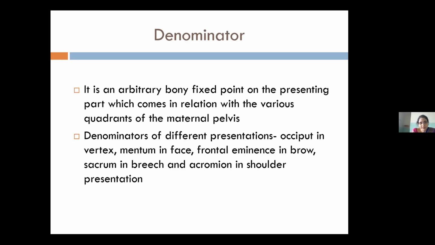So the denominator depends on the presentation. In a vertex, occiput is the denominator, and in face presentation, mentum is the denominator, and frontal eminence is the denominator in brow presentation. Sacrum is the denominator in breech presentation. Acromion in the shoulder presentation. So the denominator is different in different presentations, and you have to tell the denominator in every presentation, all the malpresentations and the normal presentation also.